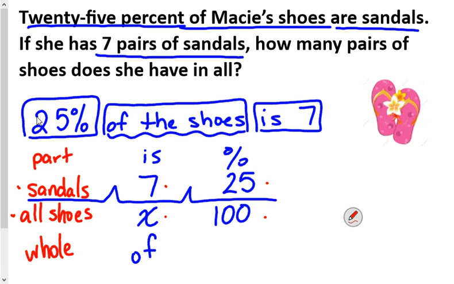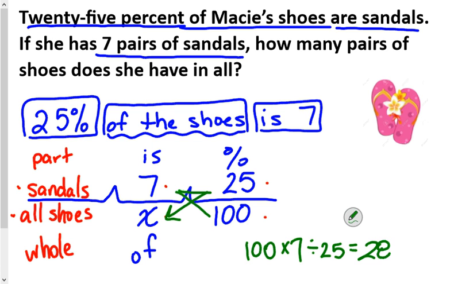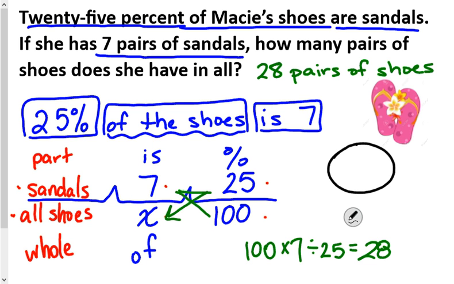And if I want to solve this, I can cross multiply and divide. So I can do 100 times 7 and then divide by 25. And when I do that, I'm going to get 28. So there are 28 pairs of shoes in all. Now, you might also just as easily say, okay, 25% are sandals, so that means if I have something like this, then one section would be sandals.